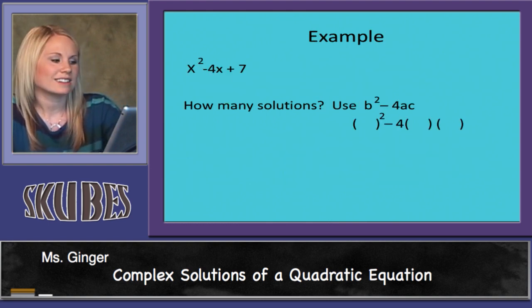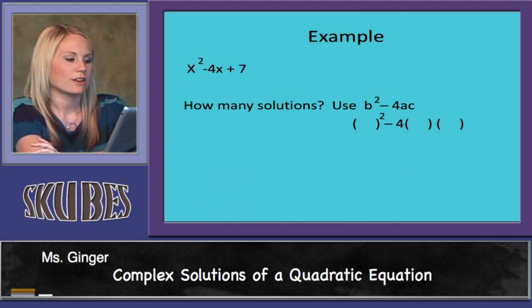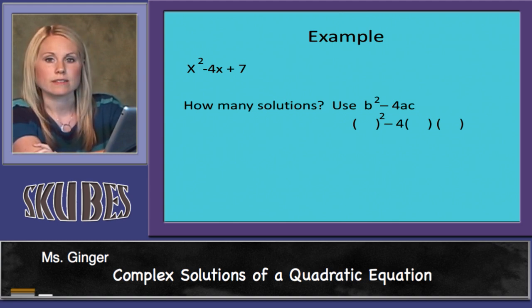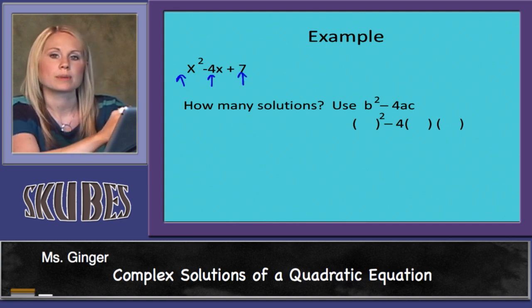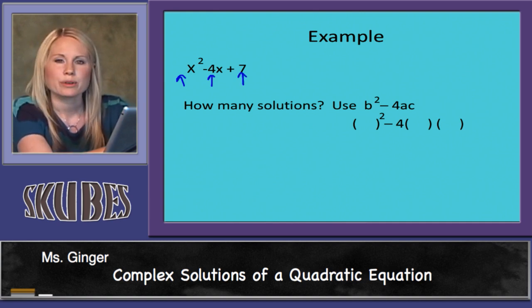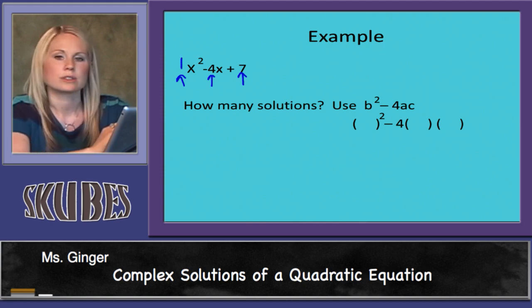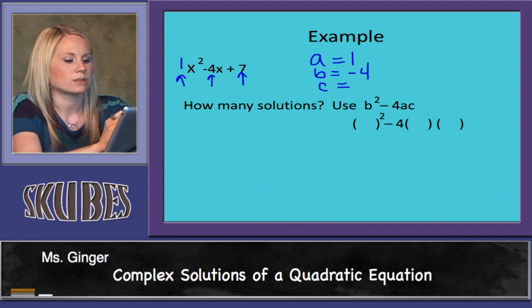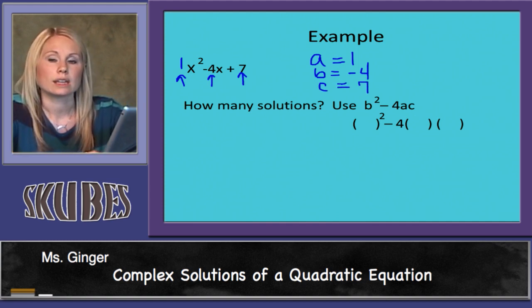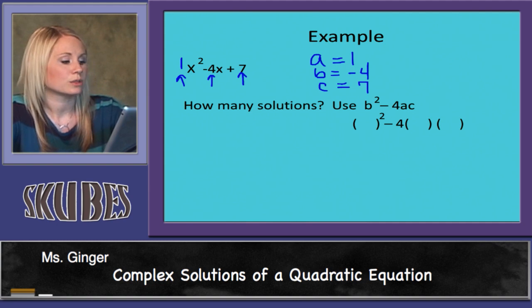Alright, so let's take a look at an example. We have a quadratic here, x squared minus 4x plus 7, and this one is already in standard form. Take a look at our coefficients. We don't have a number in front of x squared, but we know that means there's an implied 1 there. So our a is 1, our b is negative 4, and our c is 7, and we're going to use these in whichever formula we need.